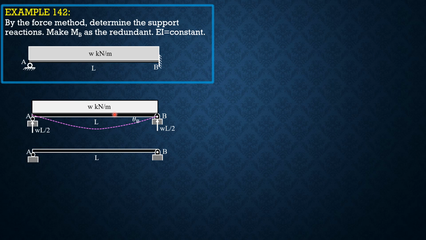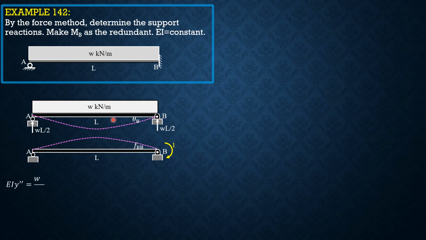This is the primary structure, subjected to a unit couple of 1. Let's have a clockwise couple so that it will deflect opposite to this beam. The deflection would be here, and this is FBB due to this unit couple. For the primary structure, there is a direct formula for theta B, but we will not do that because of memorization.